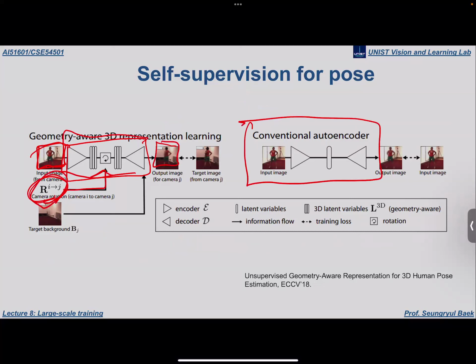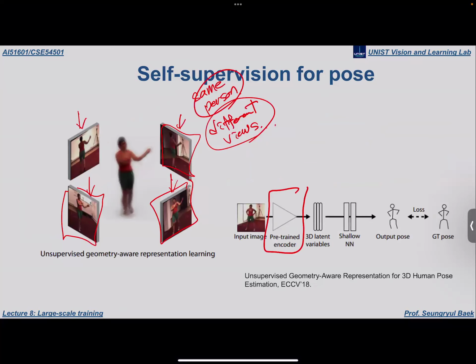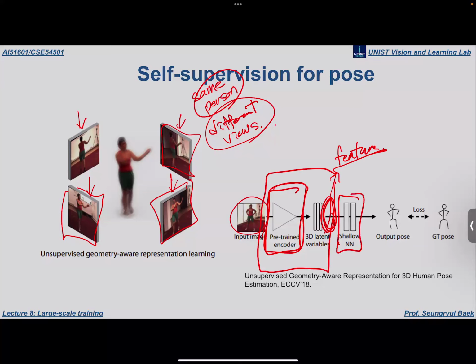So this is the conventional autoencoder, but differently from the conventional autoencoder, in the middle we can give some camera transformation matrices. Then using the multi-view images as the supervisory signal, we can train the latent vectors. And the next thing we can do is use this pre-trained encoder, which may extract useful features for encoding the human body. We can freeze this part and train only a shallow neural network to output the human body pose.